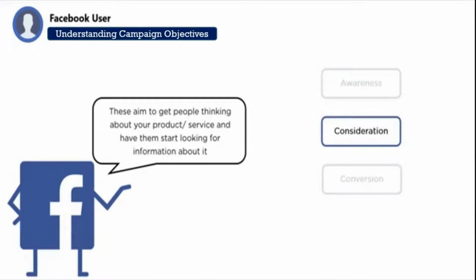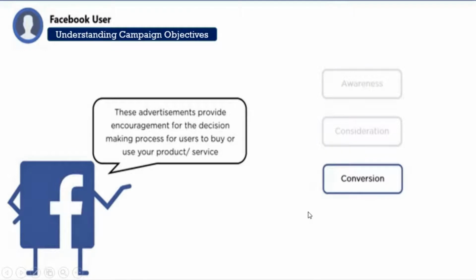The consideration aims to get people thinking about your product or service and have them start looking for information about it. So remember, I said awareness is to arouse interest. Now, from arousing the interest, the customer goes into thinking about your product. That is what we call the consideration campaign objective. Now, the last one, we have the conversion. This advertisement provides encouragement for the decision-making process for users to buy or use your product and services. So it encourages their decision-making process.